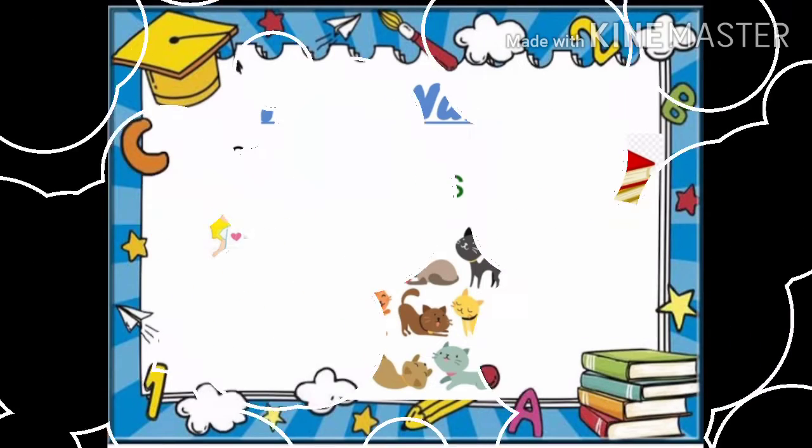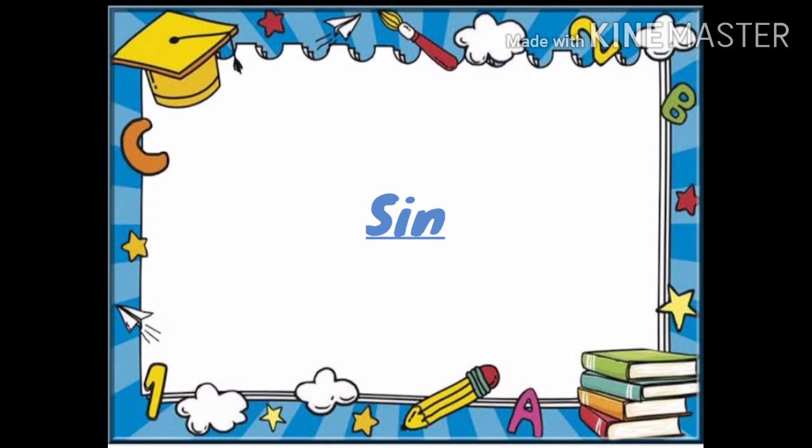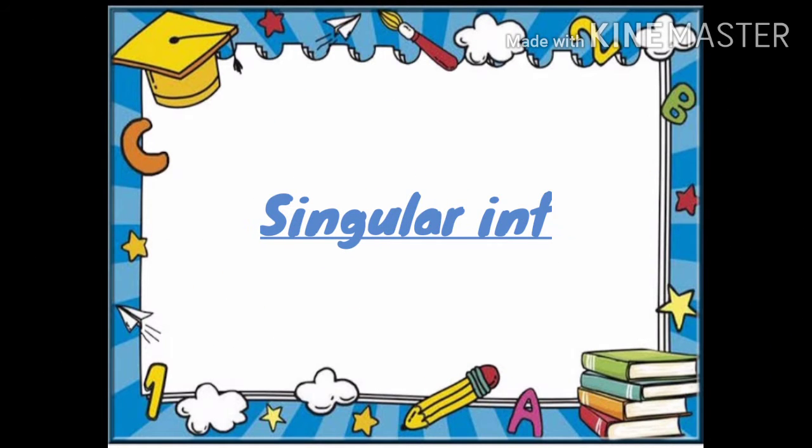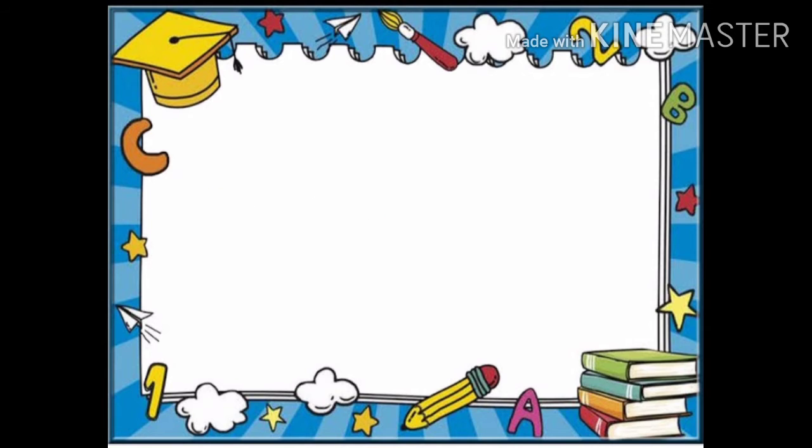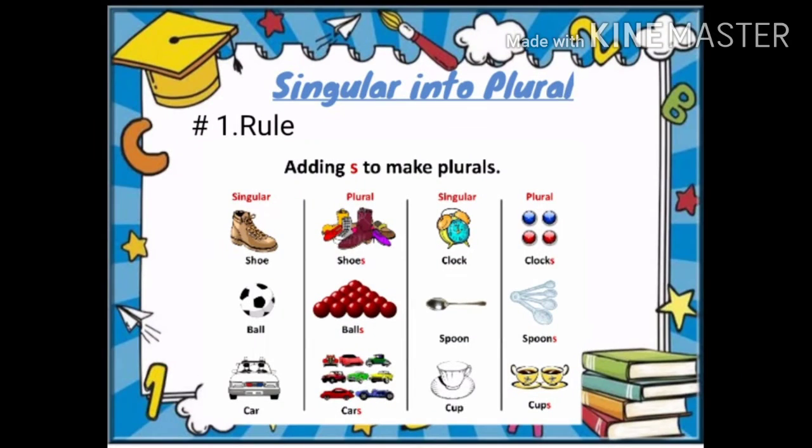Now let's move towards the next topic, which is singular into plural. So students, there are various rules for changing a singular noun into a plural noun. What are those rules? Let's have a look. First rule is adding s to make plurals. Sometimes in a singular noun we simply add s to make it into plural form.